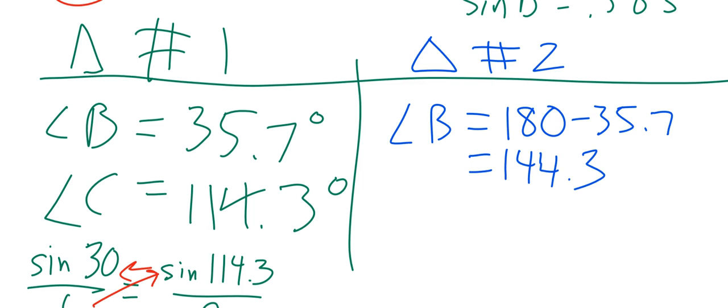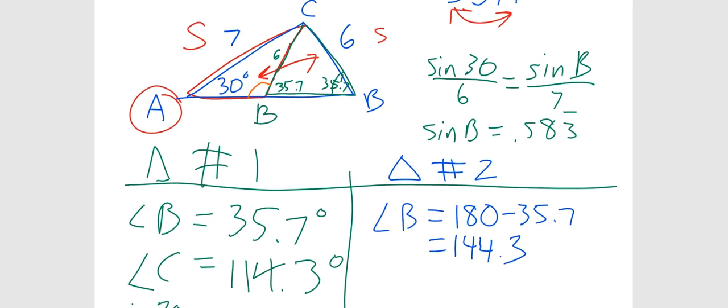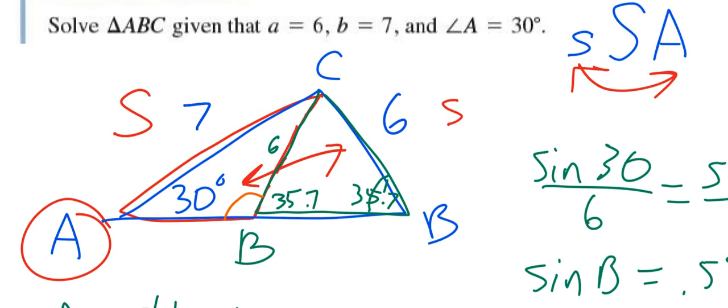All right, I'll go back to the picture. The picture speaks 1,000 words, right? That's what they always say. So if we know that this angle right here is 35.7, all we're doing is using what we know about a linear pair, supplementary angles.